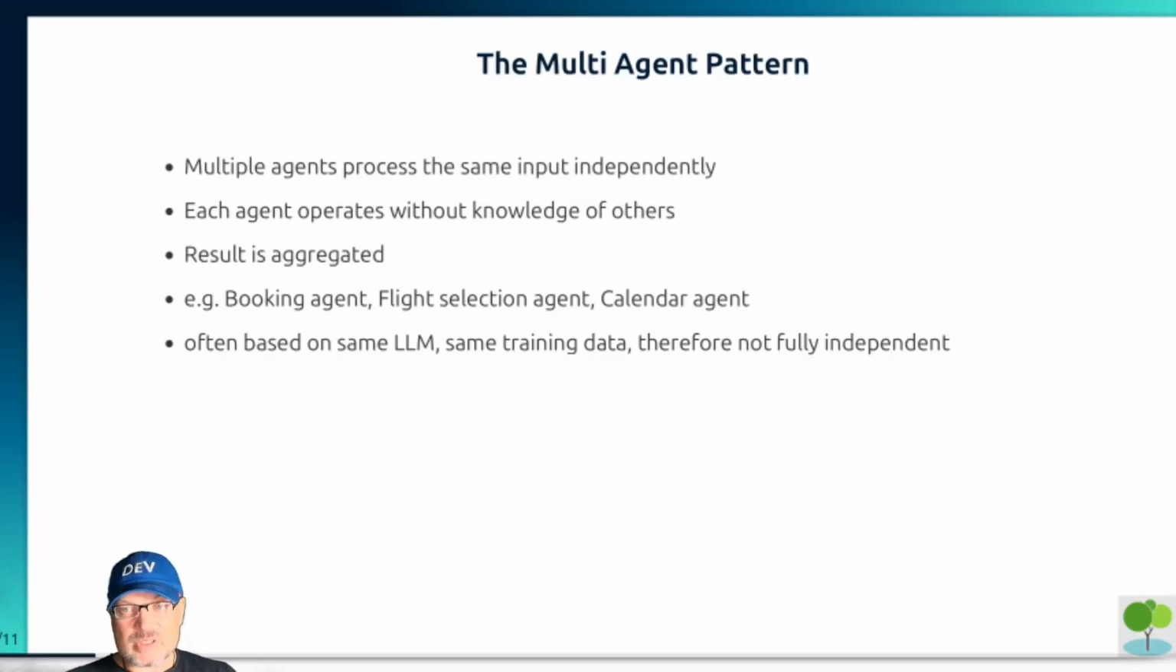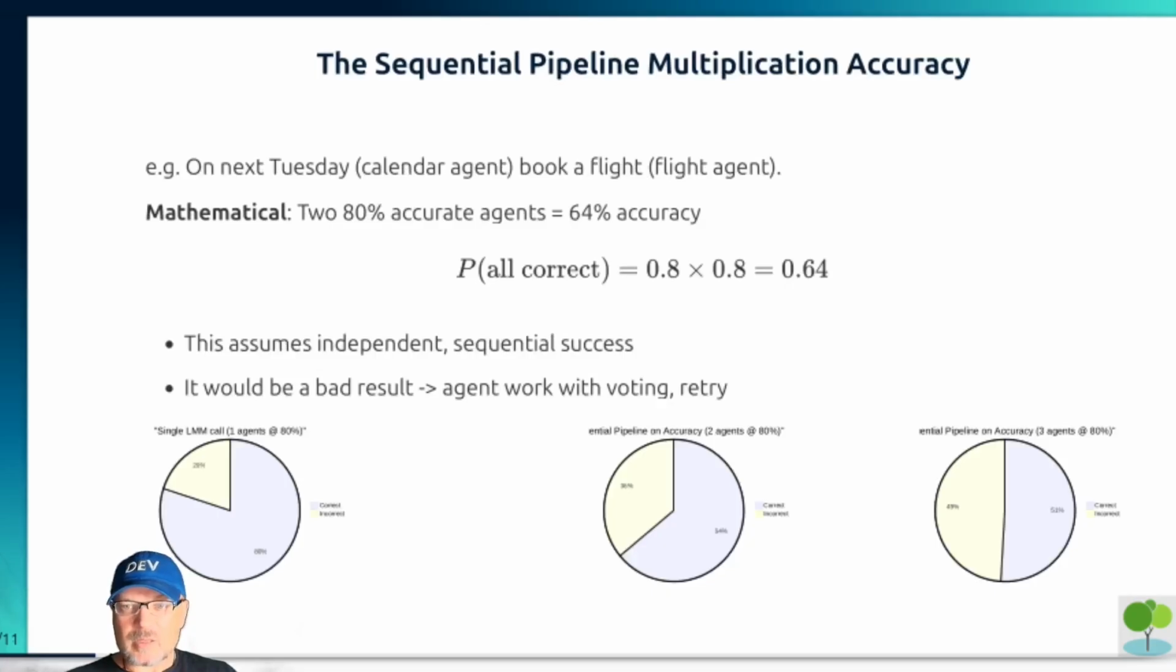The first pattern I wanted to show is the multi-agent pattern. When I want to book a flight, for example, I can use a booking agent which has a flight selection agent and also a calendar agent, which help me to book my flight. But when I have multiple agents that process the same input independently and in a sequential way, they operate without the knowledge of the others. The result is then aggregated, so I should get a correct flight for my example. Often the LLMs are based on the same training data, or I use the same LLM for all three agents, so they are not fully independent. But if they were independent, then the accuracy would just be multiplied.